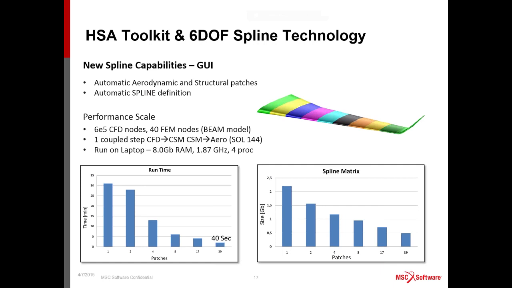And the second important aspect is that in terms of spline matrix size, we could drastically decrease it from 2.2 gigabytes to something like 500 megabytes. This is very interesting because if we want to use the spline matrix in order to couple Nastran to a CFD side, for example, with SOL 400 OpenFSI, it is easier and faster if we use a smaller matrix.